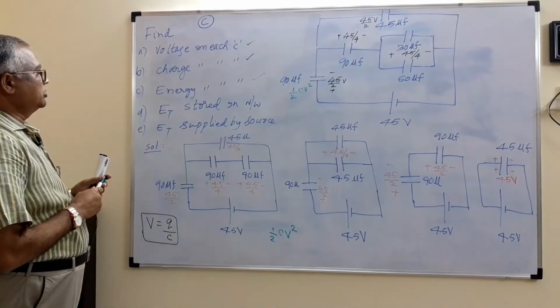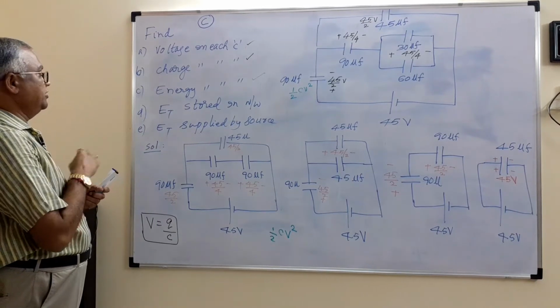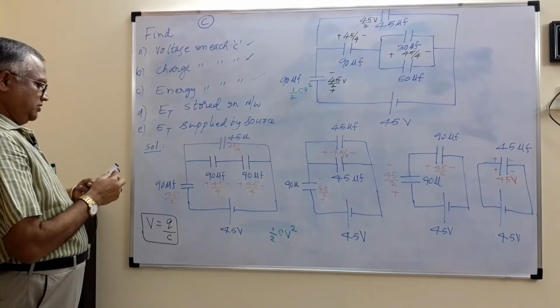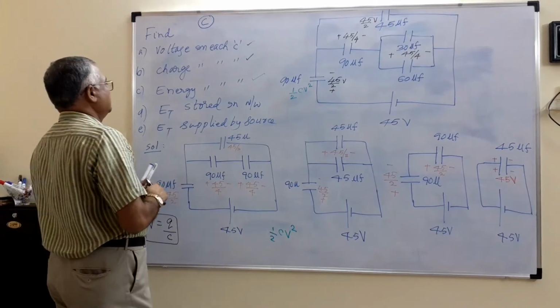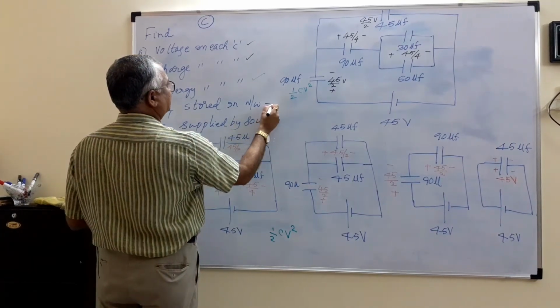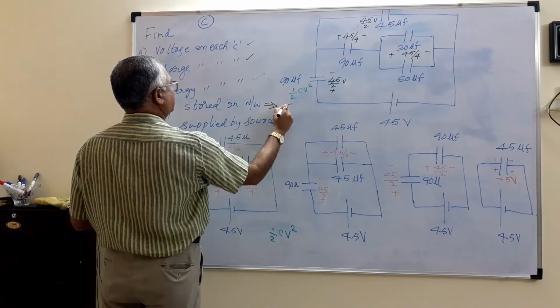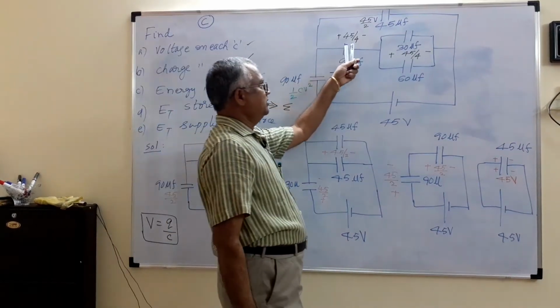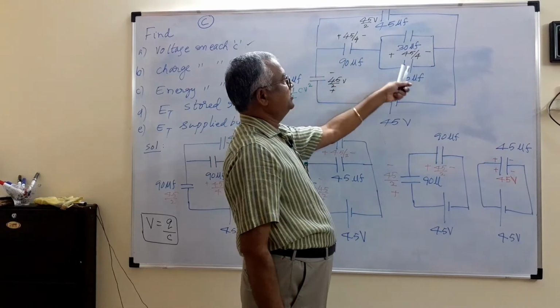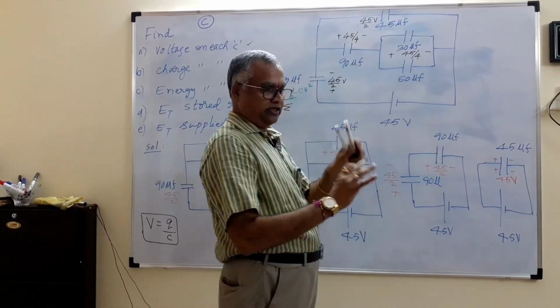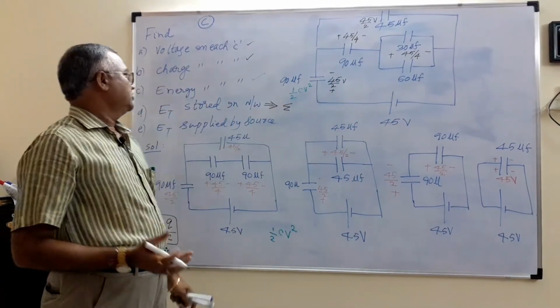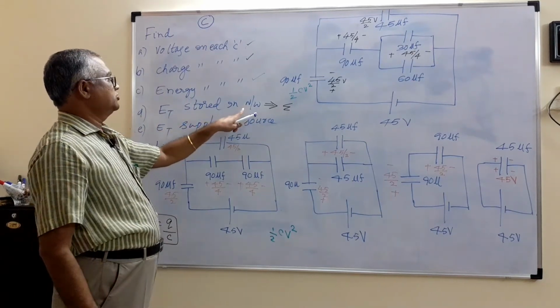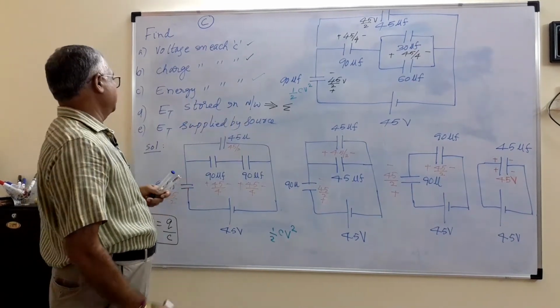How to find the total energy stored in the complete network? Simply go for summation, just sum it. Energy stored here plus energy stored here plus here plus here plus here. Like that you add it, you will get the total energy stored in the complete network.